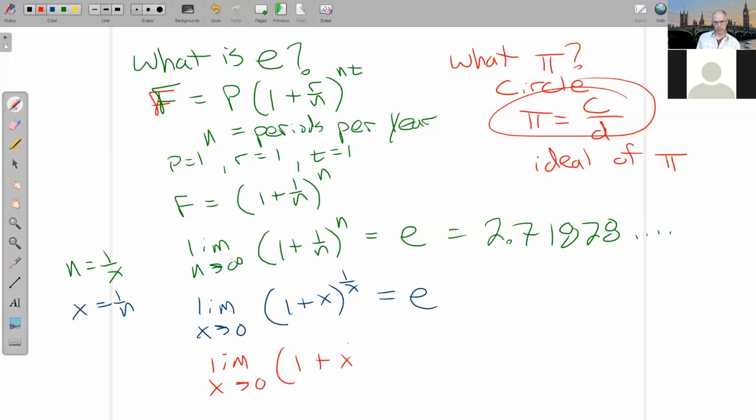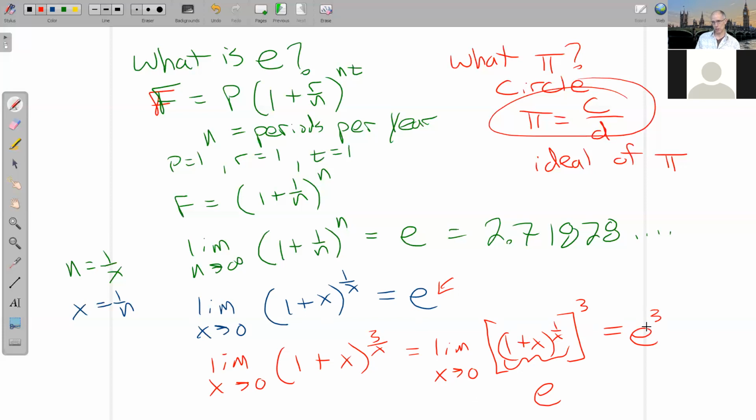(1 plus x) to the power like 3 over x. And note here, I can rewrite that as the limit as x goes to 0 of ((1 plus x) to the 1 over x) all to the third power, right? Because a power to a power means multiply. 3 times 1 over x is 3 over x. And based on my statement above, this limit right there is e. So this limit right here is going to be e cubed.